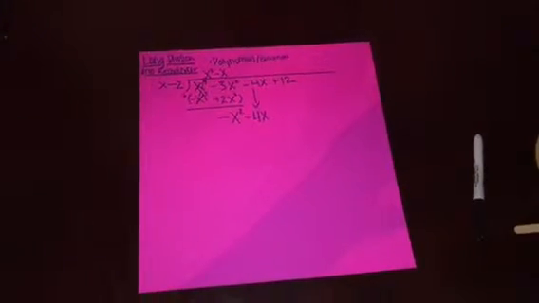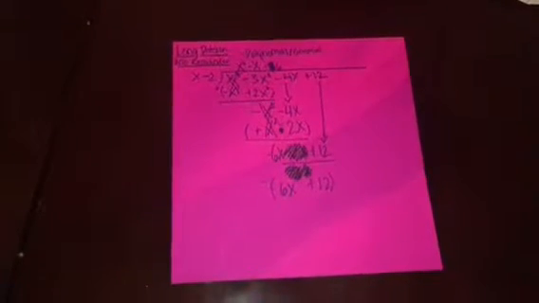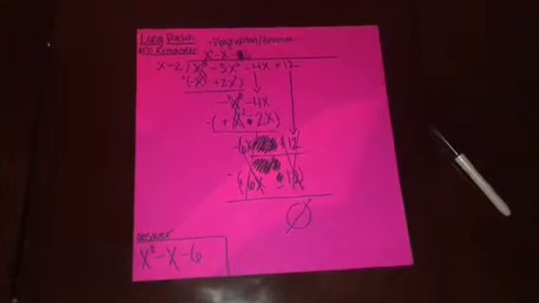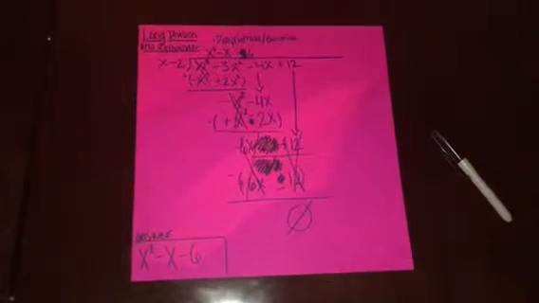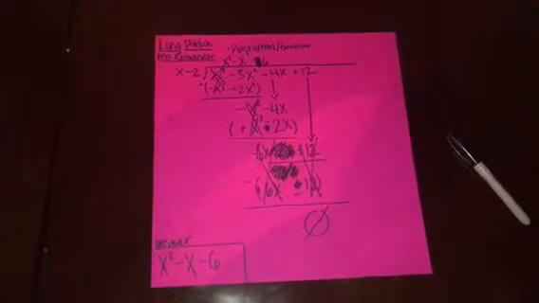After placing a negative x at the top, multiply negative x to your dividends, and subtract negative x squared minus 2x from negative x squared minus 4x. You multiply negative 6 times x and times negative 2, and you should get negative 6x plus 12 and subtract. Both of the numbers should cancel out and your answer should be x squared minus x minus 6.